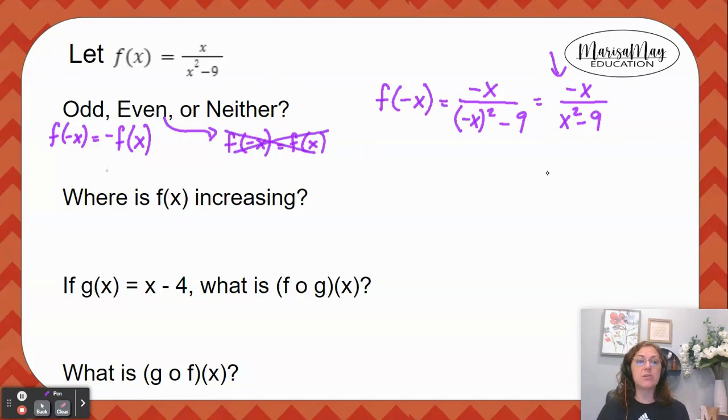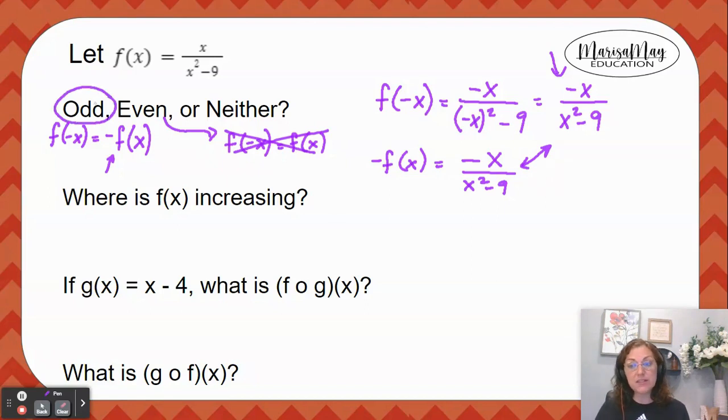Now what I need to see is, okay, what happens if I put a negative on the function? Well, if I put a negative on the function, I put it on the top or the bottom, but not both. It looks like they're the same, and they are. And that means that we are odd here.